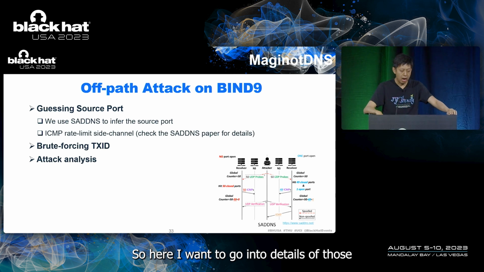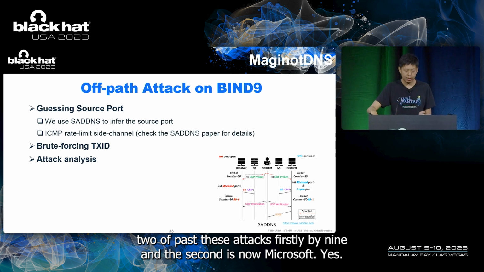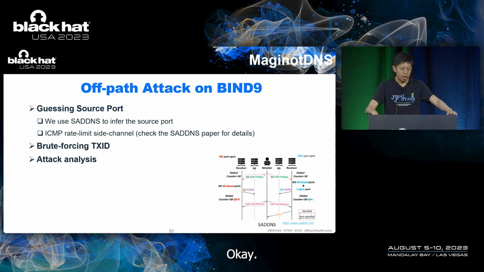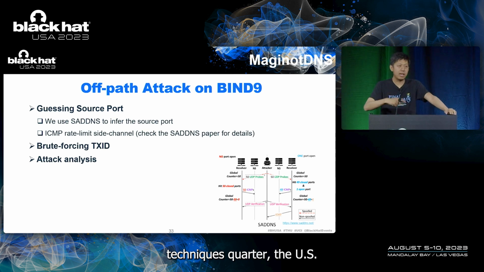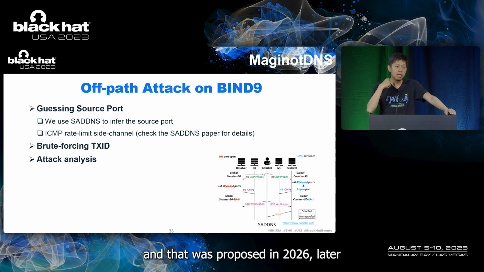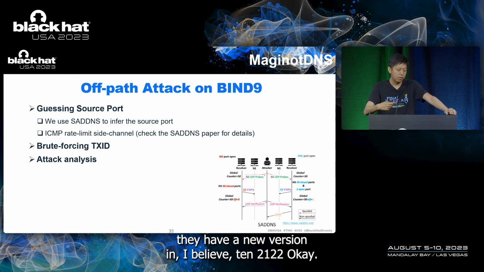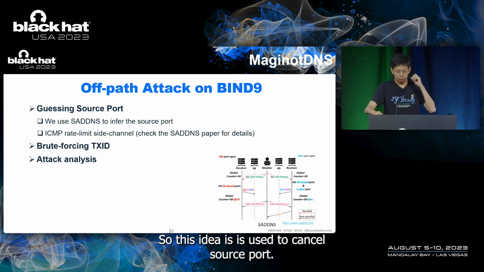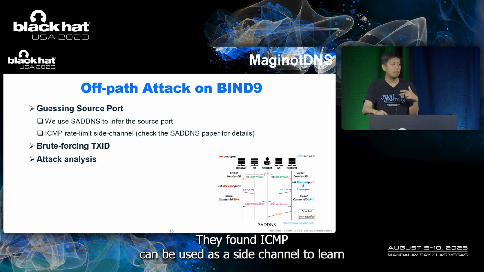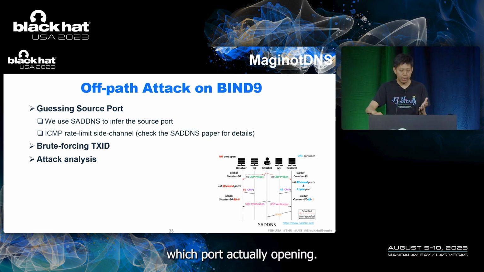So here I want to go into details of those 2 off-path DNS attacks. Firstly on BIND, and second on Microsoft DNS. Okay, so for BIND, we actually use an existing attack technique called SADDNS, which was proposed at ACM CCS 2020, and later they had a new version in, I believe, 2021 or 2022. This is a really clever attack. SADDNS is used to guess the source port. They found ICMP can be used as a side channel to learn which port is actually open.